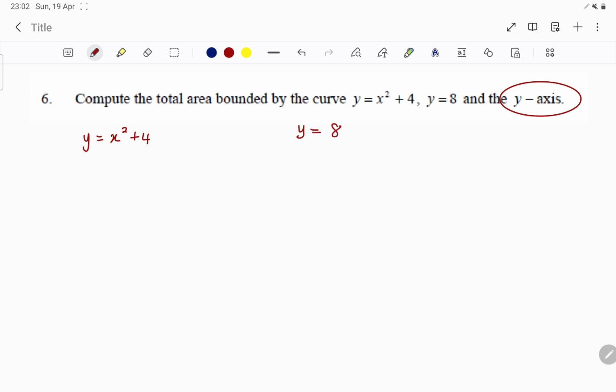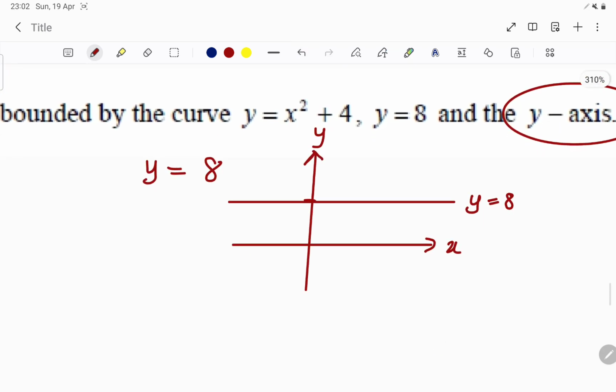So in order for us to find the total area, we have to draw first. For y equals 8, it's easy to draw because it's only a constant. So if you have the x and y axis, y equals 8 is where y is equal to 8, a straight line because it's only a constant.